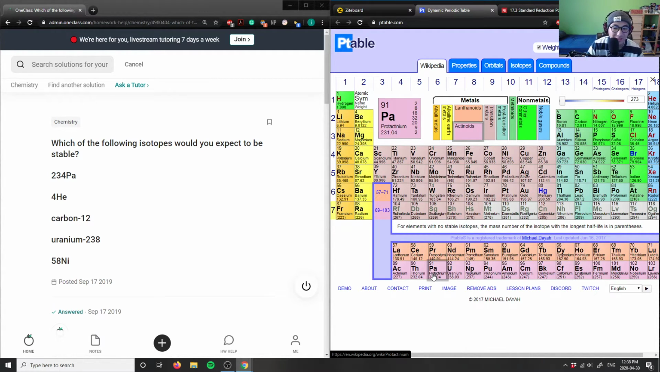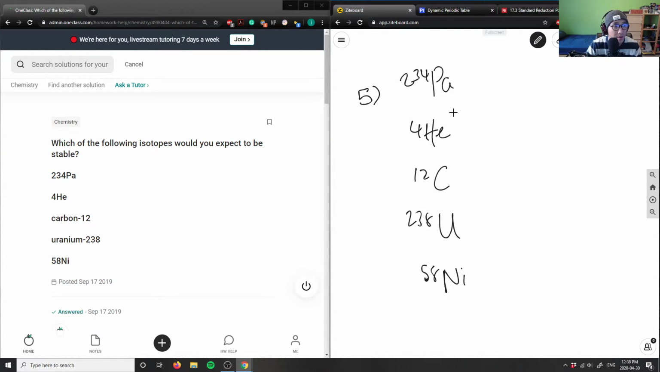Pa here is, again, right beside uranium, which is actually very, very reactive. So these elements are going to go through radioactive decay or alpha decay or some type of decay to basically release energy. So this one is definitely not stable. Pa is not stable here, and you can assume that uranium is also not stable because, again, these are very, very highly radioactive isotopes.